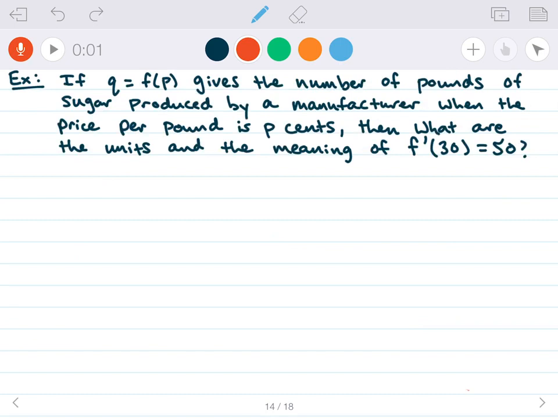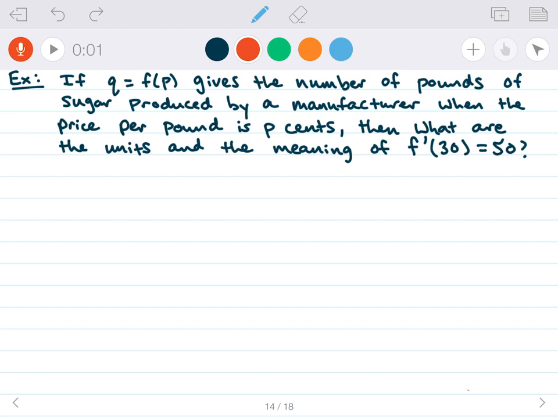Let's do another example. If Q equals F of P gives the number of pounds of sugar produced by a manufacturer when the price per pound is P cents, what are the units and the meaning of F prime of 30 equals 50? I encourage you to pause the video and see if you can do this and see if our answers match up at the end.